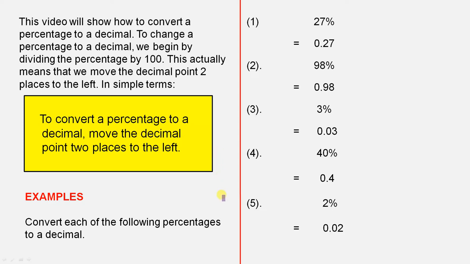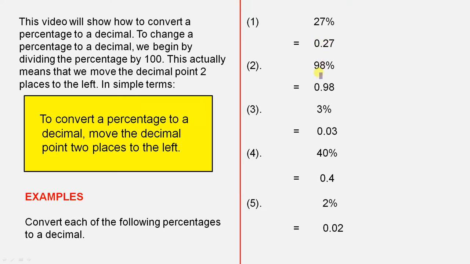Let's have a look at some examples to illustrate this rule. Convert each of the following percentages to a decimal. Number 1. 27% is 0.27. If the decimal point is here to the right of the 7, move it 1, 2. That's why it finishes there. And we put a 0 in front. That's just the convention. It's just a neat way of doing it. It's a very good convention when you're dealing with decimals to put the 0 in front. You actually don't have to, but it looks nice and complete if you do.